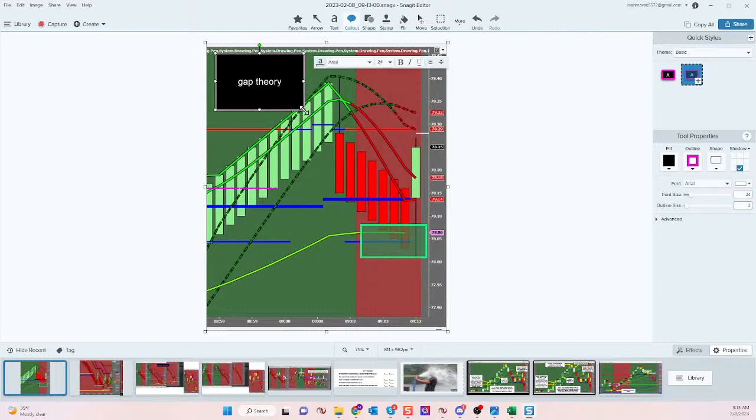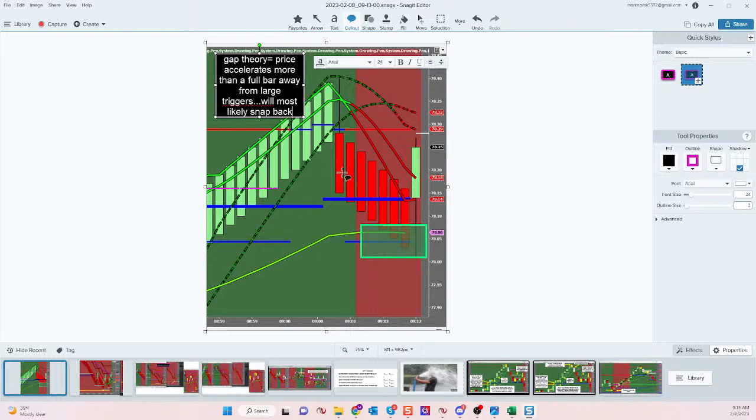This is your gap theory right here. Price accelerates more than a full bar away from large triggers will most likely snap back.